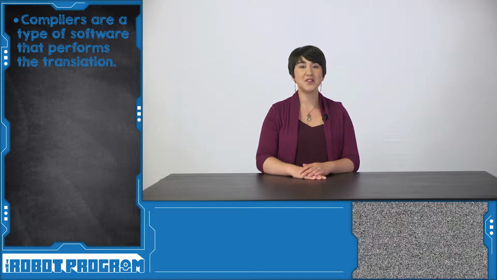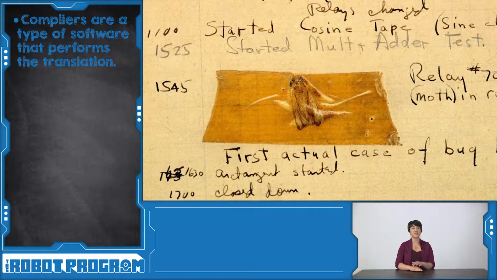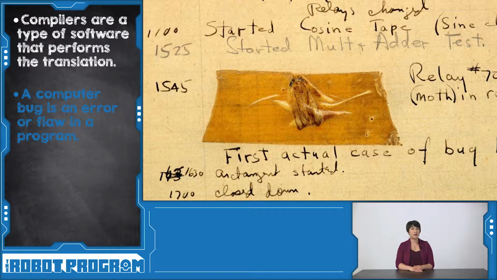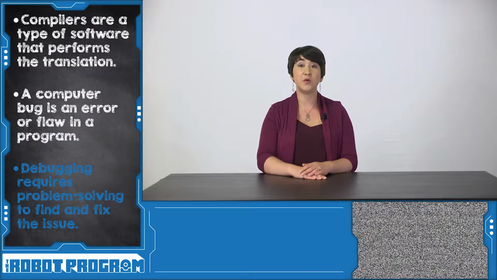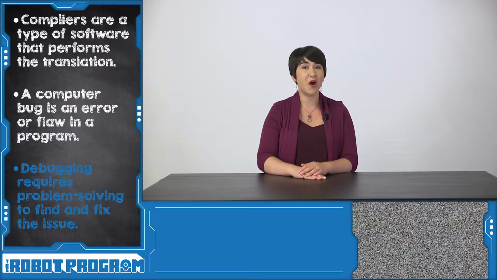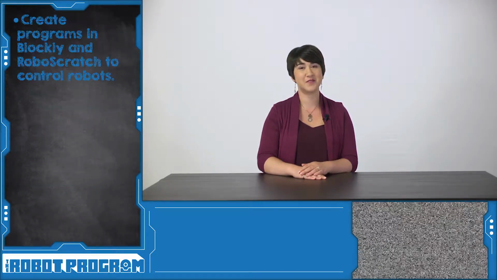Fun fact, Grace Hopper and her team actually found a moth stuck in part of their computer, which was causing issues. This led to the term computer bug being used to describe something going wrong in a computer program. When we debug, it's like we're removing moths that are stuck in our computers.